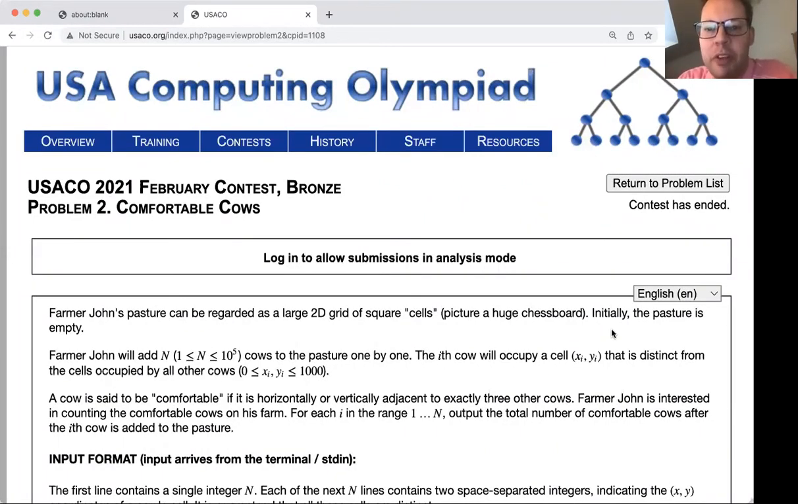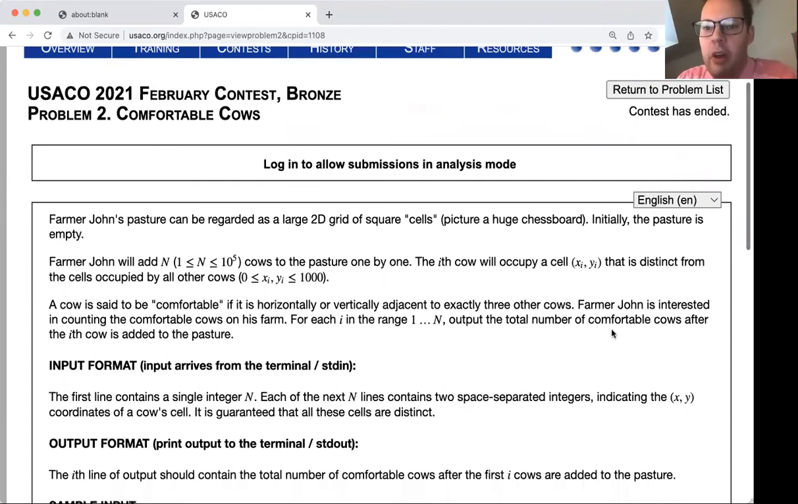In this video, we're covering USACO's 2021 February contest, the bronze level. Problem number 2, Comfortable Cows. Farmer John's pasture can be regarded as a large 2D grid of square cells. Picture a huge chessboard, all right? Initially, the pasture is empty.